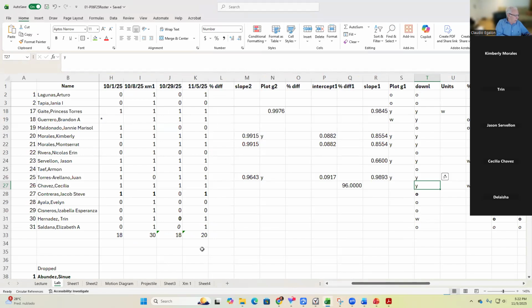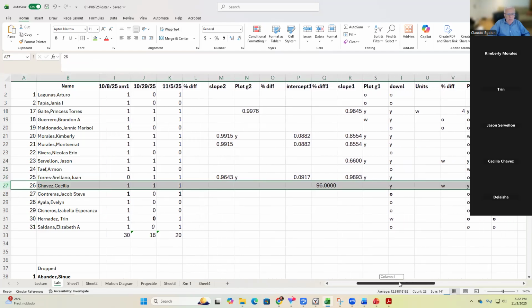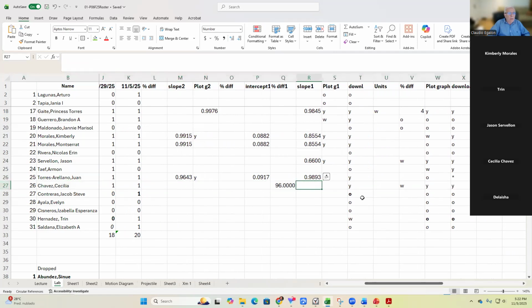Professor, I was able to fix mine, so now I have the correct percentage difference. Who is that? Cecilia? Okay, let's go. You were getting like 96% difference, right? What are you getting for your slope? The slope is 1.1210. 1.12, just like I got. Good. Did you find out what the problem was? Why we were getting that strange result?